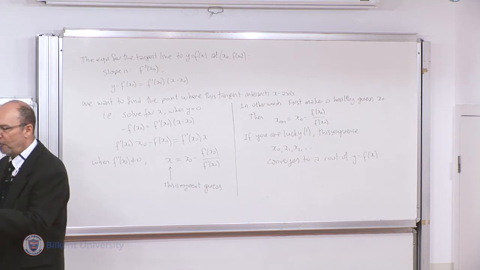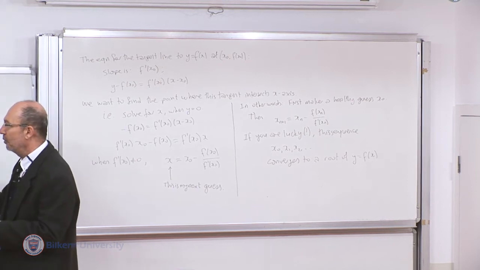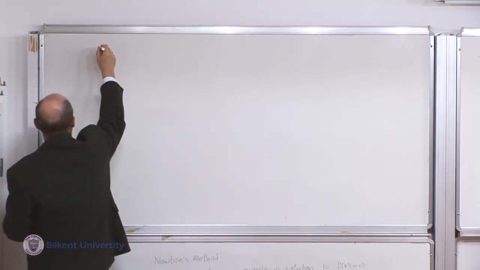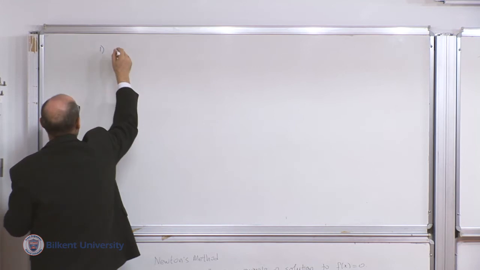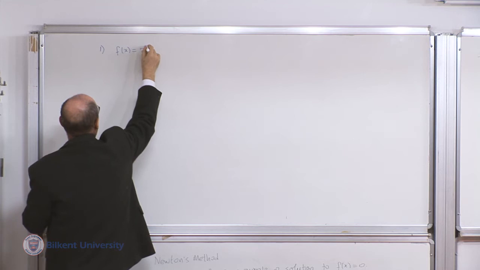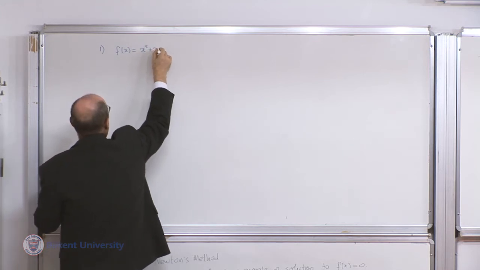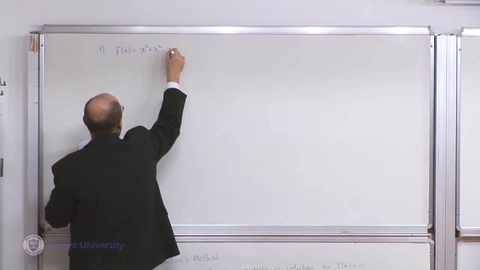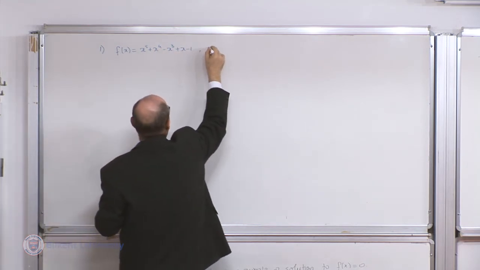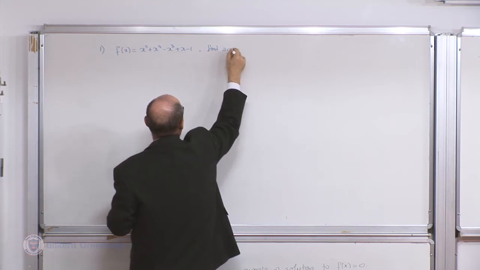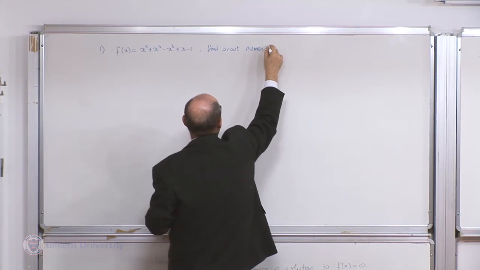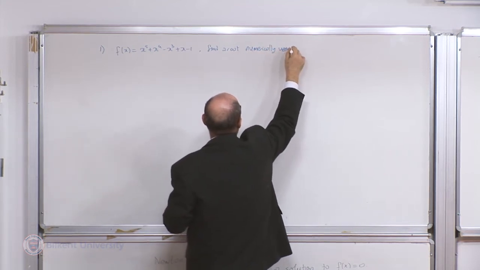So here is a fifth-degree polynomial whose root we are trying to understand. We want to find one root. So examples. 1, f of x is x to the 5 plus x to the 4 minus x cubed plus x minus 1. Find a root numerically using Newton's method.